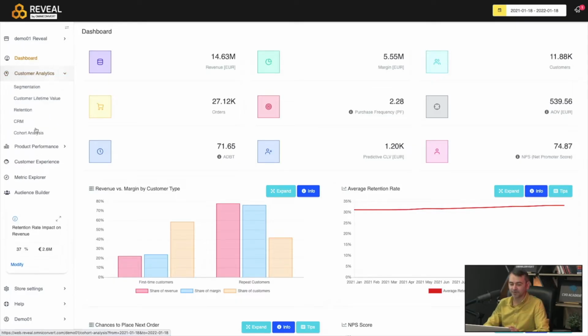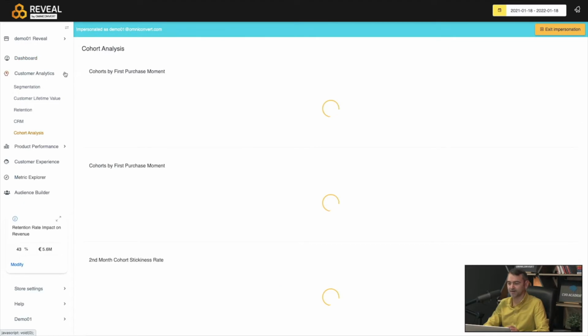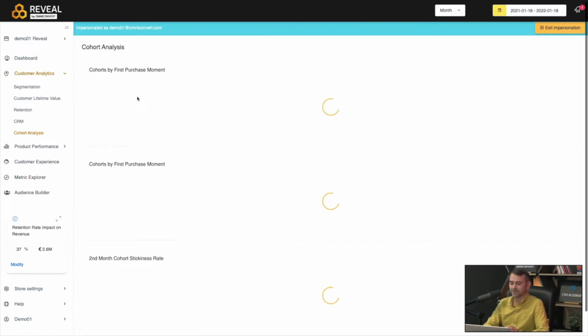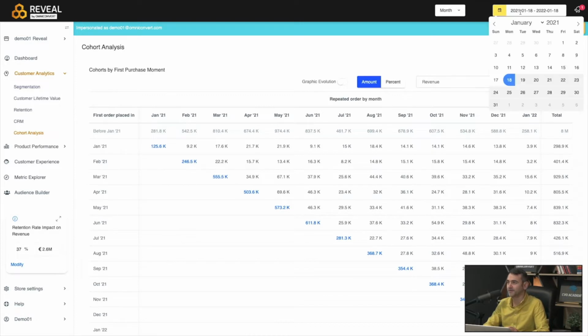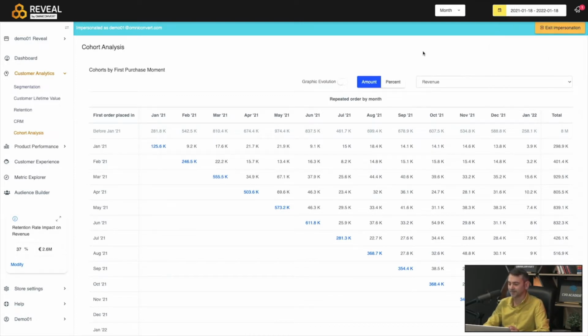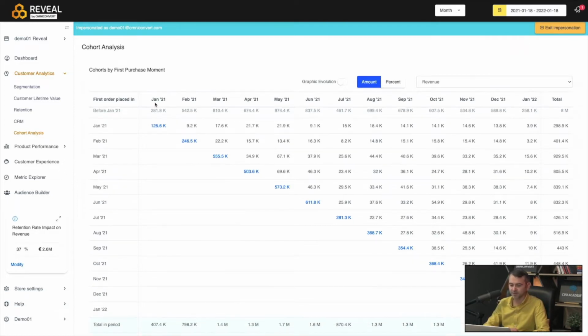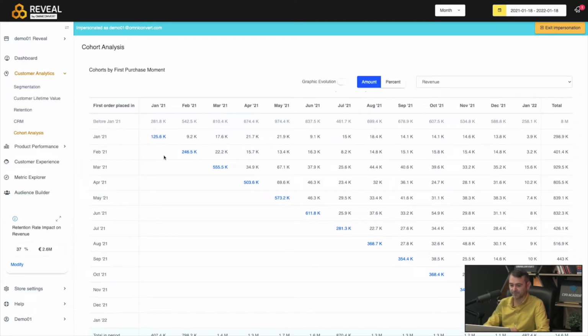Once you're in the dashboard, you go to the cohort analysis under the customer analytics tab, and then you wait a bit. You decide if you want to do cohort analysis for a year or for more than that. So let's start with the monthly cohort analysis for the last 12 months. Over here, we have first order placed in January, February, and so on, or before that period, right?